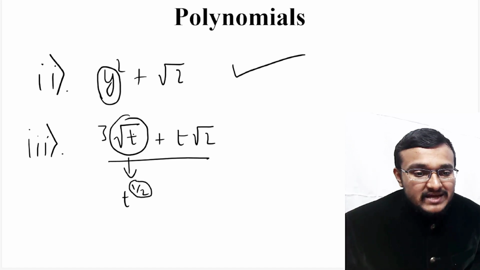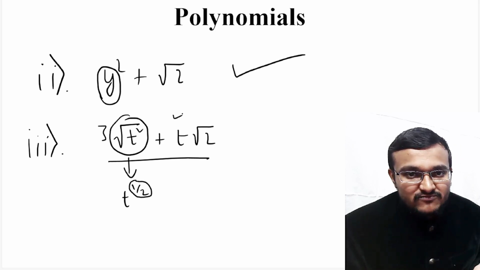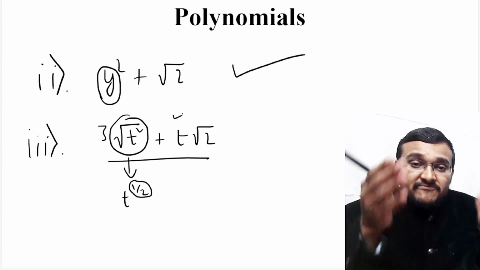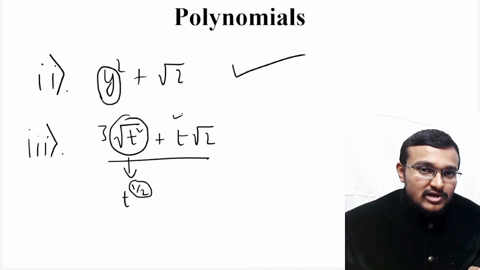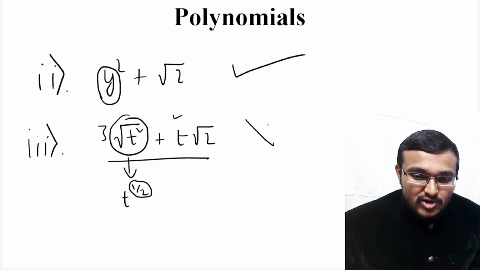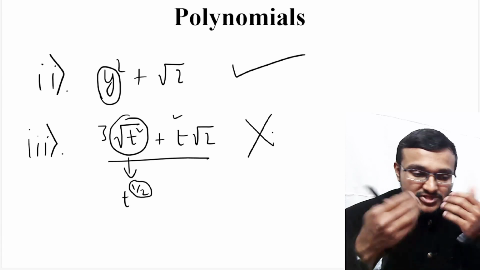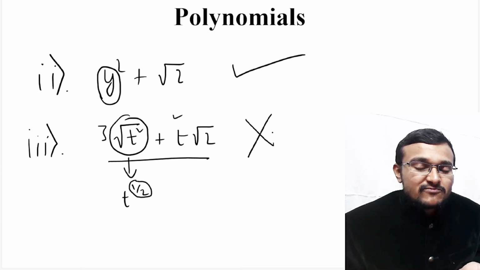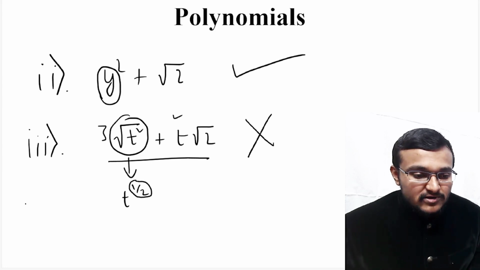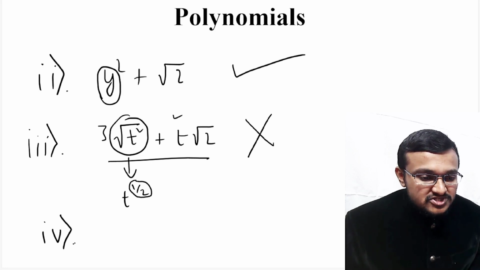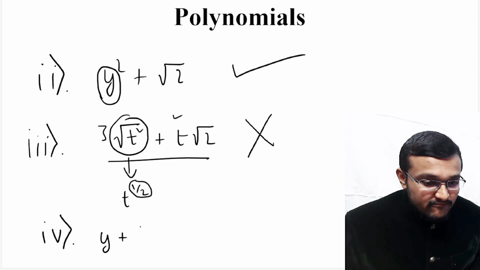You can say here t is there, here also t is there, so only one variable is there, so this can be a polynomial in one variable. No, in the first place itself, this particular expression is not a polynomial. So it is not a polynomial in one variable at all. There is no question of telling whether it is a polynomial in one variable or not, because this expression is not at all a polynomial.